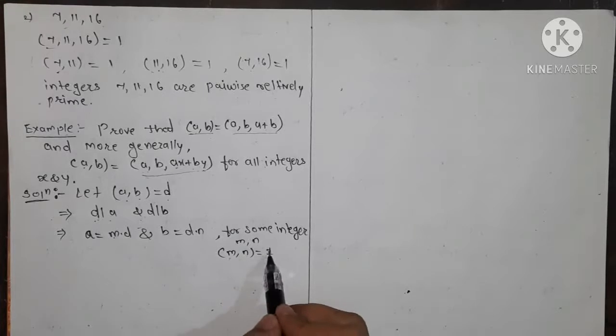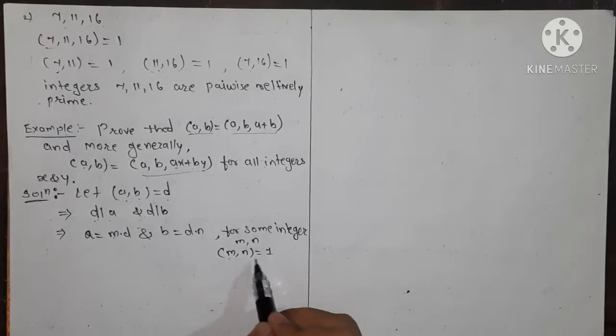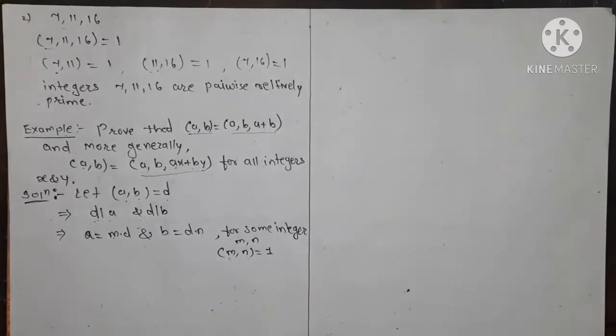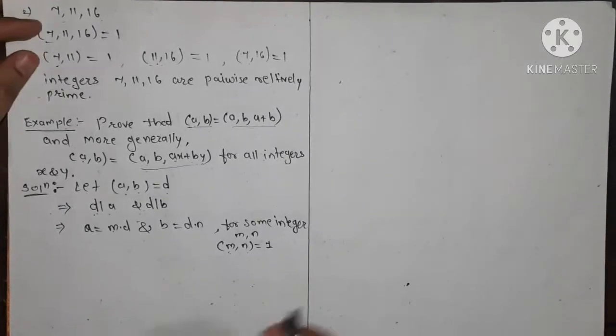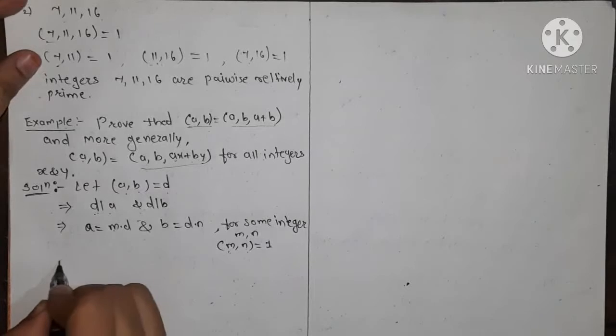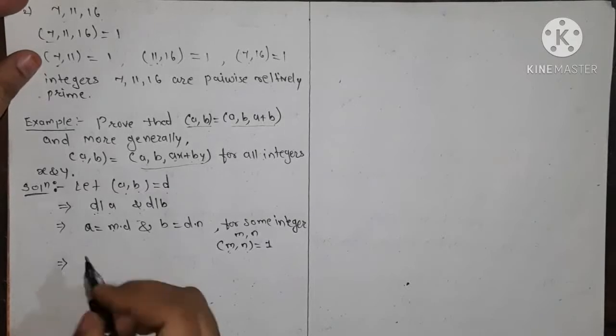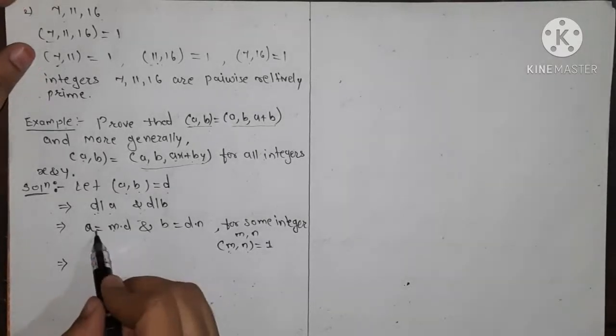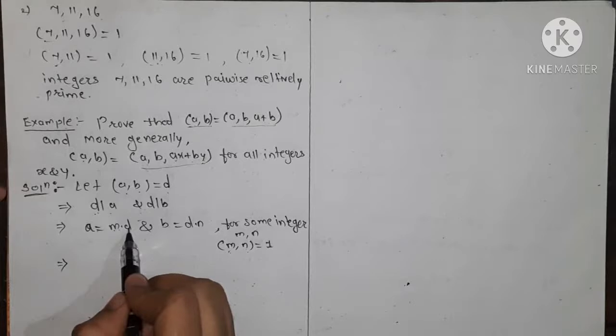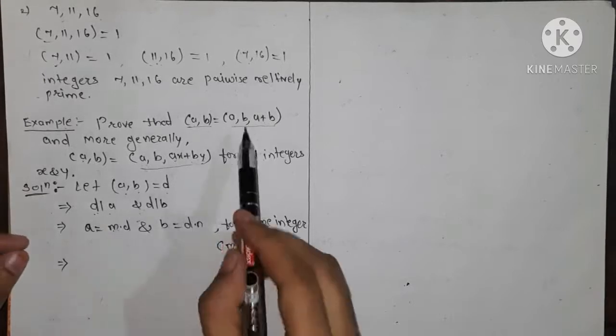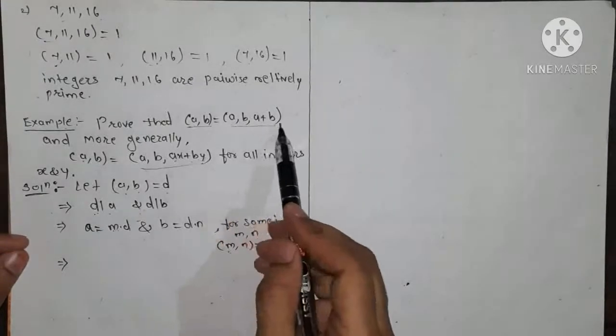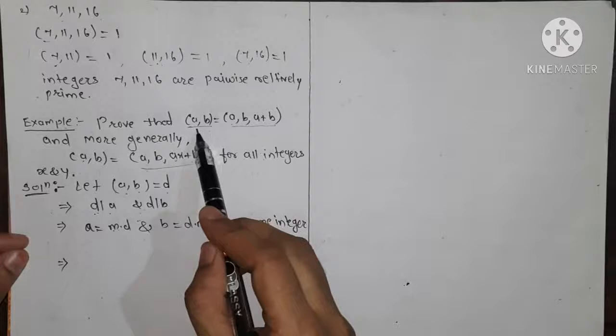Now let's think about why the GCD of m, n equals 1. Think about this, and you can comment and tell me why this is equal to 1. Okay, so this implies a equals m into d, and we have to prove that the GCD of a, b, a plus b is the same as the GCD of a, b.